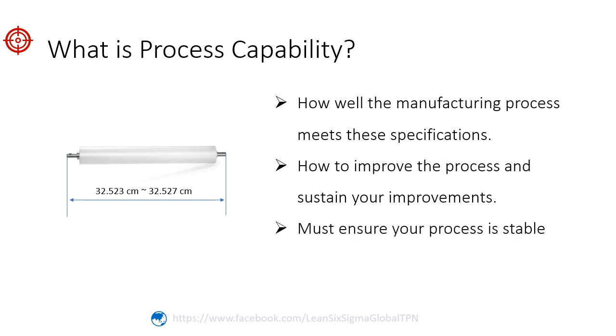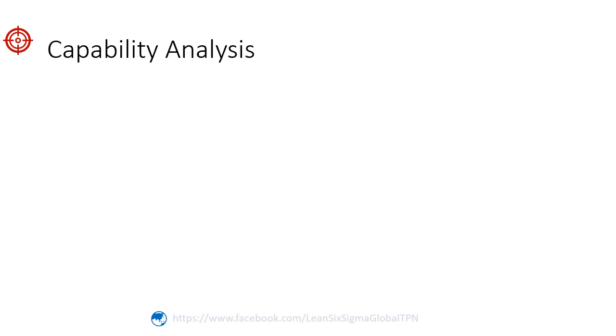Before assessing process capability, you must ensure your process is stable. An unstable process is unpredictable. If your process is stable, you can predict future performance and improve its capability. The capability of a process should be consistently measured and analyzed.